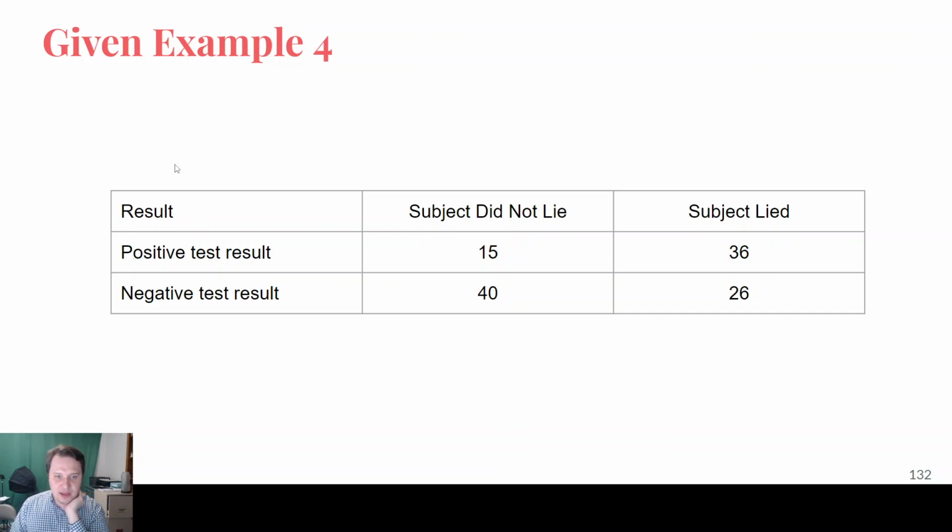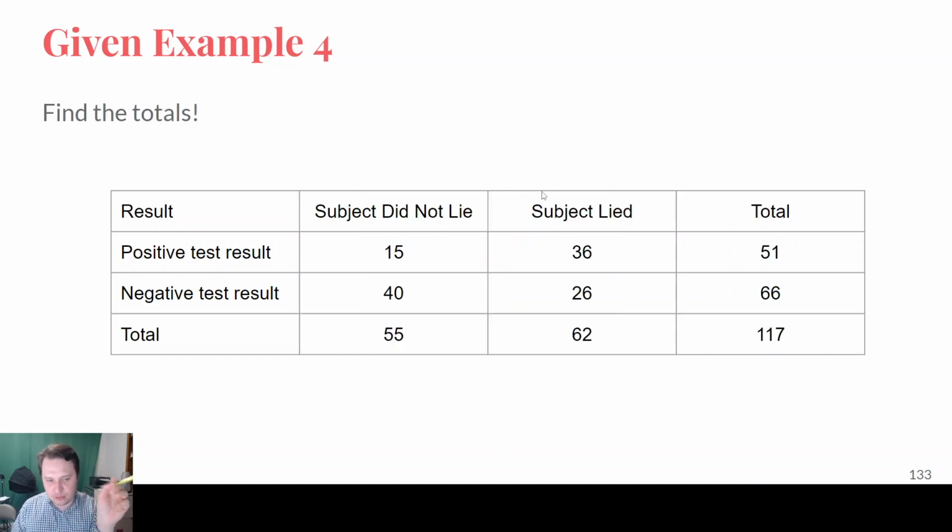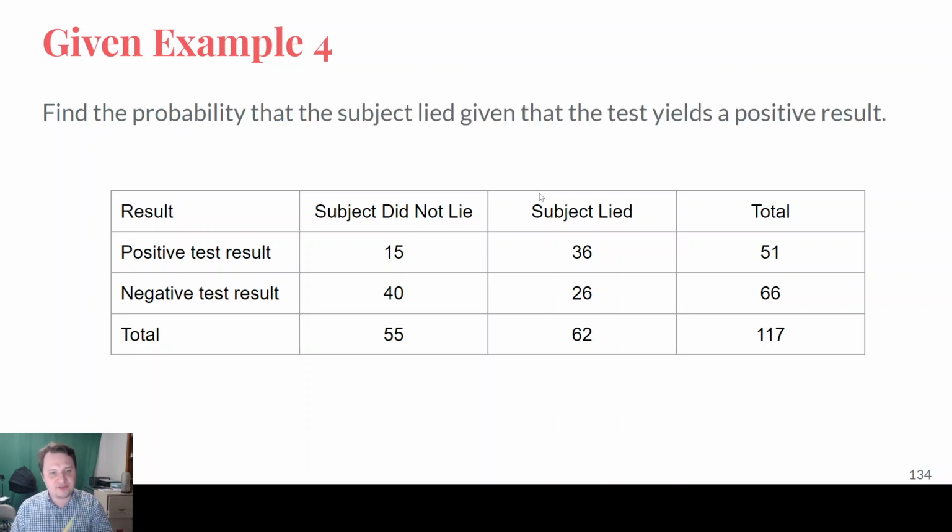Here I have a table of the lie detector test. Again, we should never trust lie detector tests. As usual, we're going to find the totals, which I've already done for you. And the question asks, find the probability that the subject lied given that the test had a positive result. Meaning that the test said that they lied. So you can see that this is good for calculating false positives or false negatives, or seeing if the machine worked or did not work.